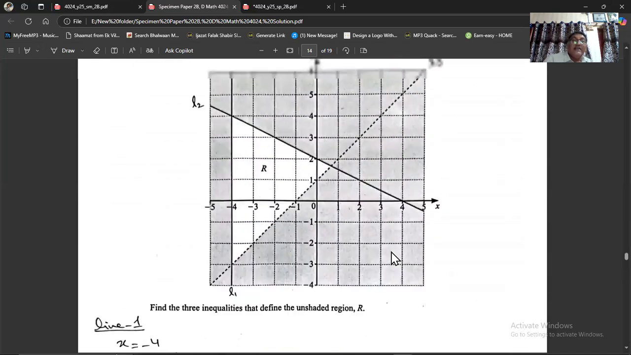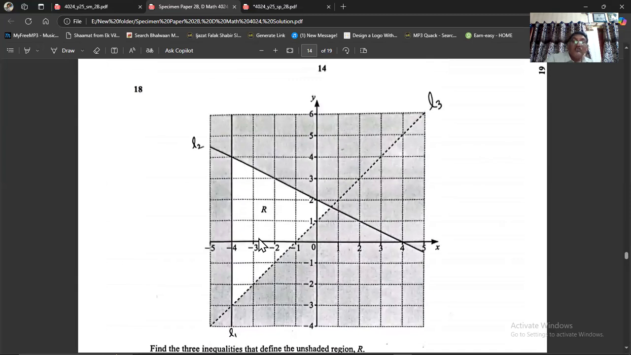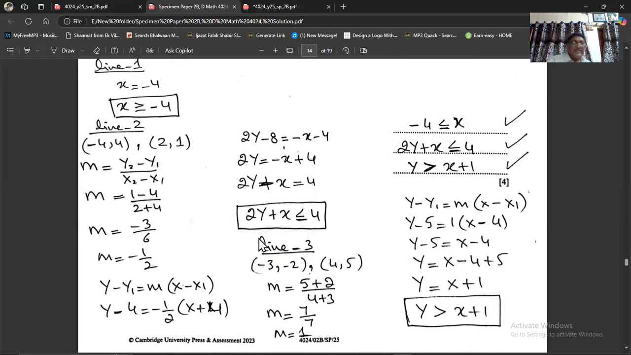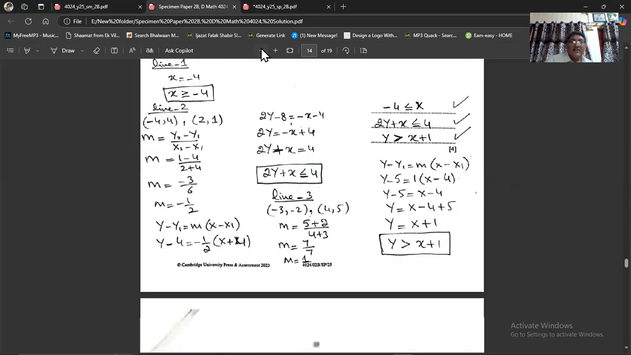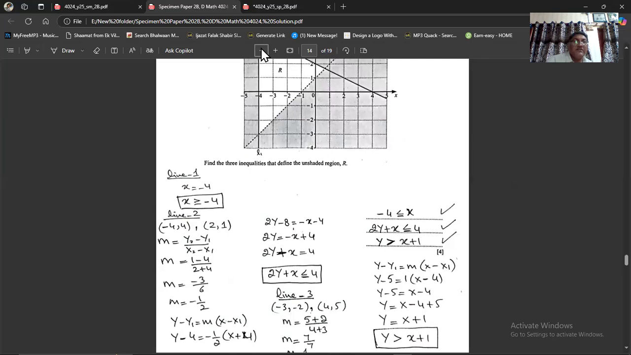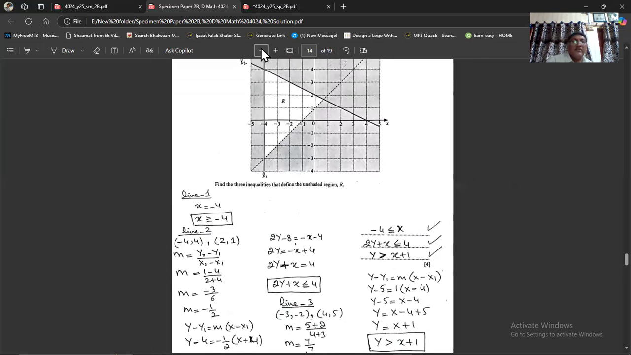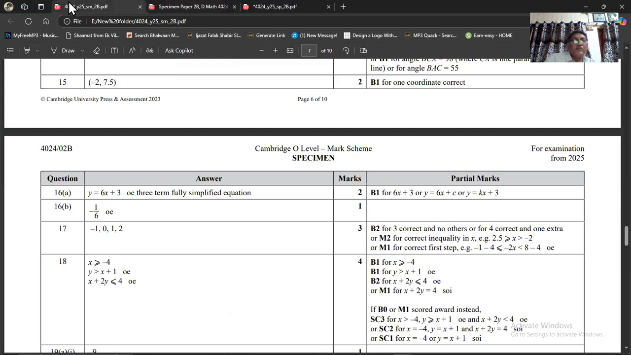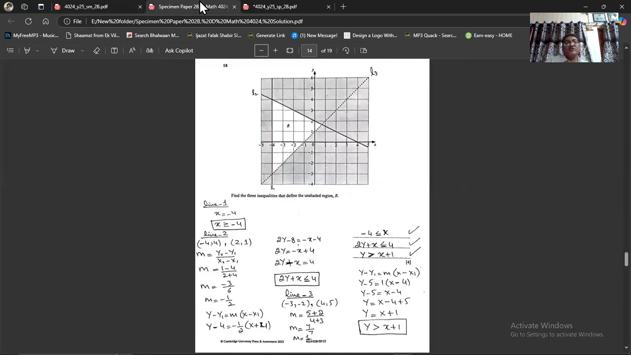Because the required area, that white portion, is above this line, the crocodile's mouth will be towards the y. And because it's a dotted line, I will only put a crocodile not equals to sign. So y is greater than x plus 1. So this is how this inequality is done. Let me reduce the size so you can see the whole thing together. So this is how question number 18 is done. I hope you understand. This is the solution.